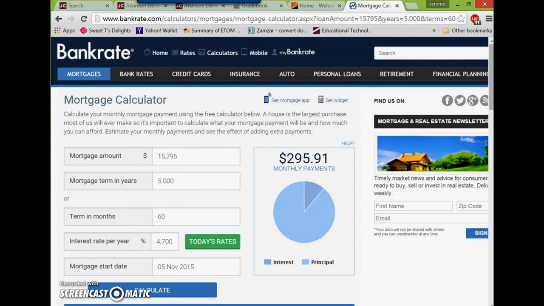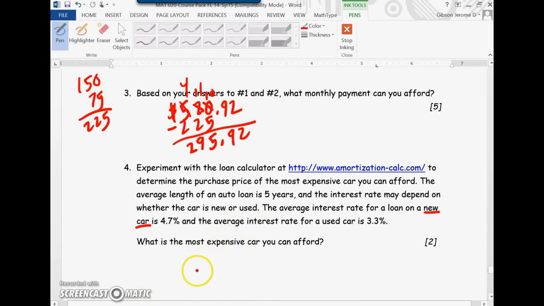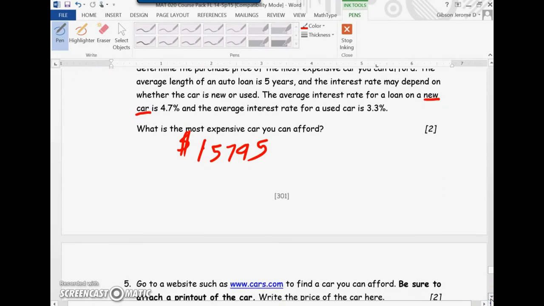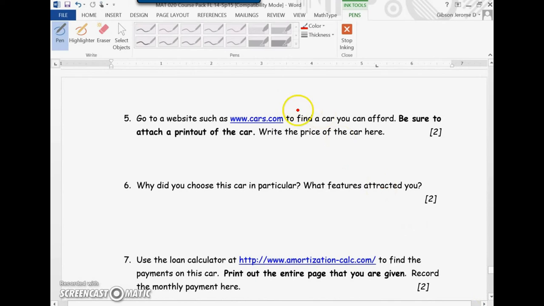So now, we go back here, put our $15,795. That is the most expensive car that you can afford, according to what the experts say. So we go to the next page here. It says go to the website cars.com. You can find a car there, and all I want on the printout is just the car and the amount of the car. And then it says write the price of the car.